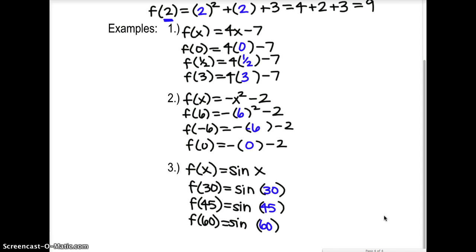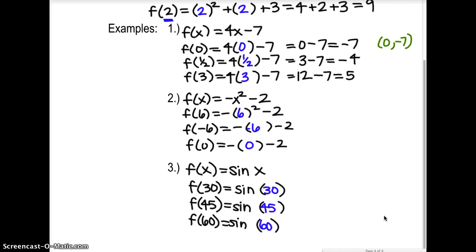Hopefully you show that substitution step of putting 0 in for x, of putting half in for x, of putting 3 in for x. Because then it makes it a little bit easier to calculate. 0 minus 7, negative 7. 4 times half is 2, 2 minus 7, negative 5. 4 times 3 is 12, minus 7 is 5. Okay? Once we substitute it, it becomes a lot easier to calculate. It's just order of operations. It's a matter of replacing the x that sometimes gives people trouble. If we were going to graph this, we would have an ordered pair at 0, negative 7, because we know what x is, and we calculated to find y.